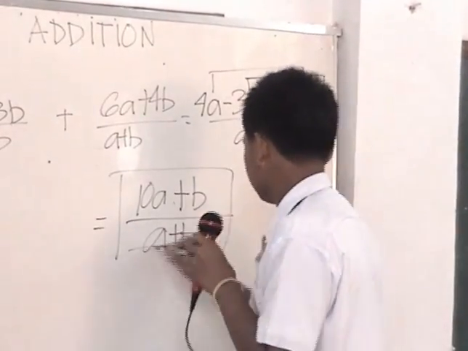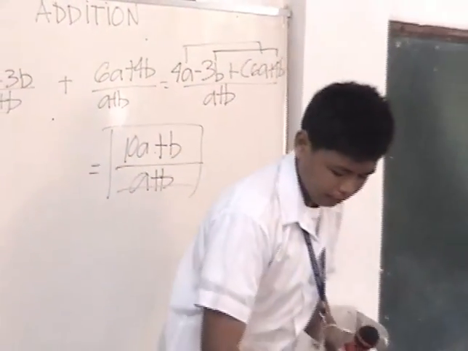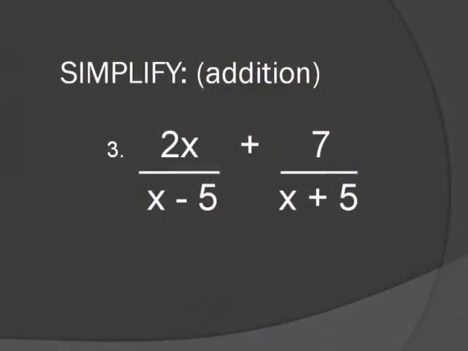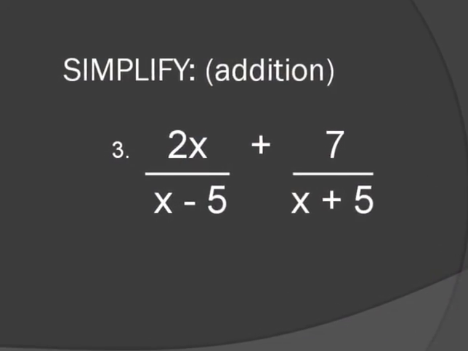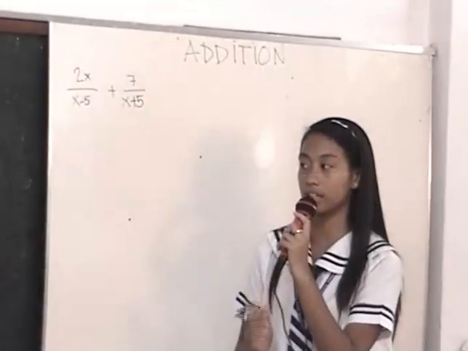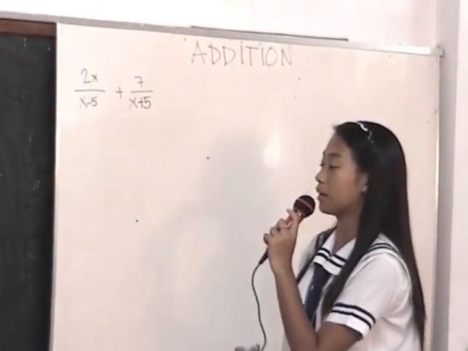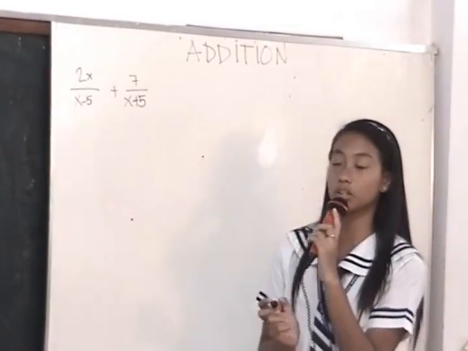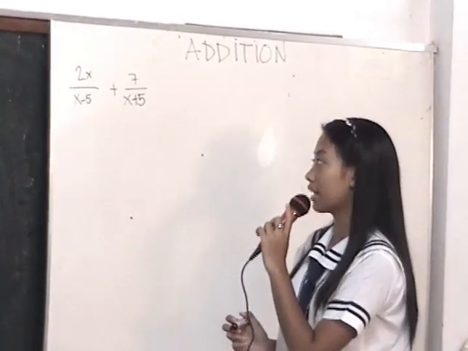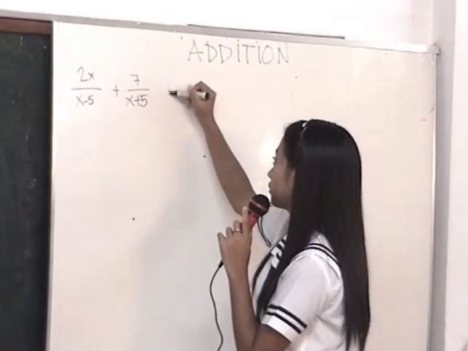Okay, thanks a lot, Mr. Barcoma. How about the third one, Miss Angeles? In the expression, you notice that we have different denominators, or two different binomials. So we just simply use the two denominators as the LCD.